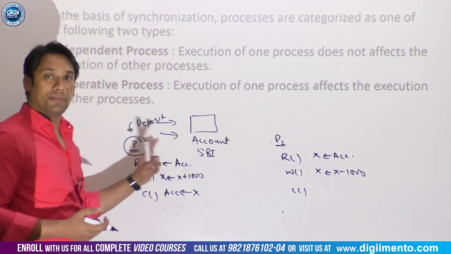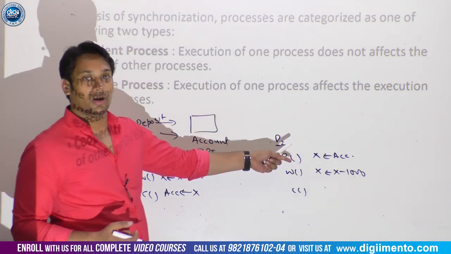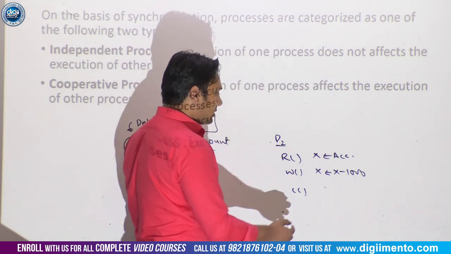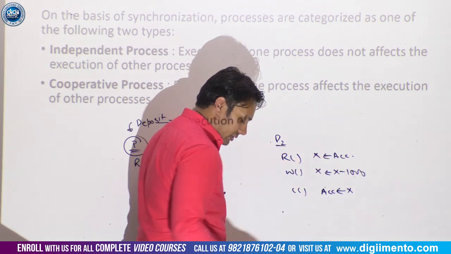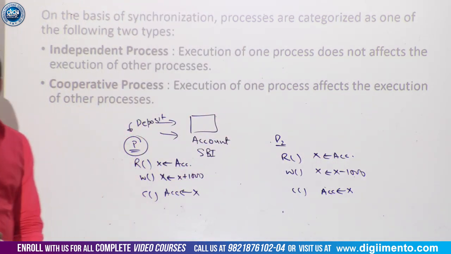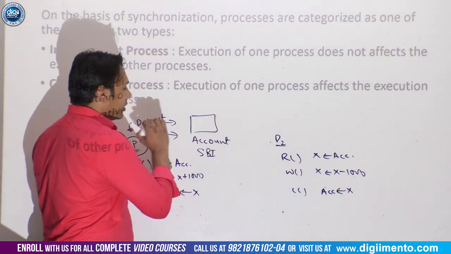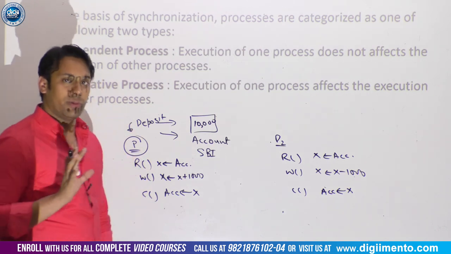These are two different processes. This is a process for deposit, and this is the process for withdrawal. And in case of commit, you are going to make account is equal to X. So these are the three operations that you can perform. Now let us assume in your account you have around 10,000 rupees. This is the amount that you have in your account.